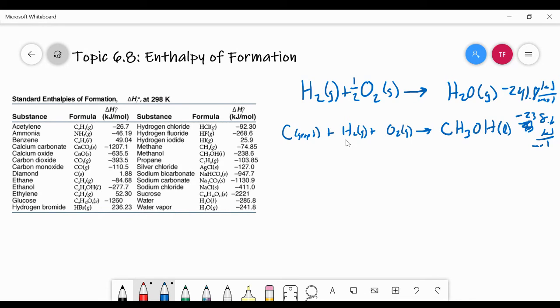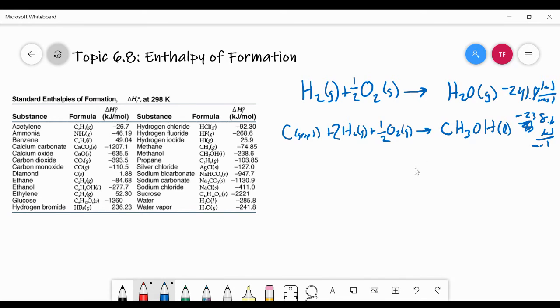Now, I haven't balanced this. We have 1 carbon, we have 4 hydrogen, so I need 2 here. We have 1 oxygen, so I need 1/2 here. Notice oxygen gets halves every once in a while, and that's okay. But this would be the enthalpy of formation for this reaction if it could occur just like this. Again, we're going to look at some useful reasons that we would do this in just a second.